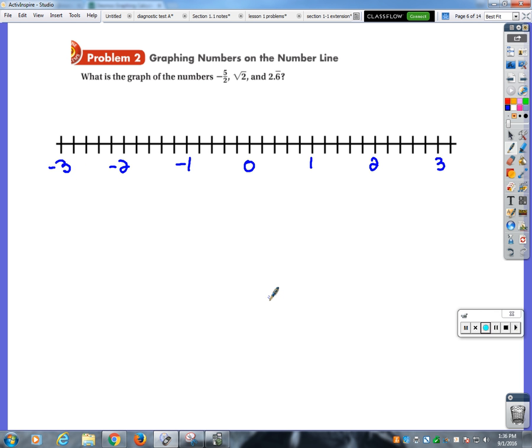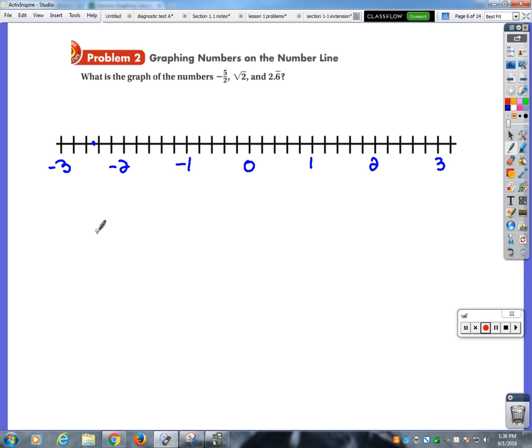Okay. Is there anyone who would like to come up to the board and show me where -5 halves would be? Okay, how about this? I'm going to start at 0. Which way should I go? Left. Okay, tell me when to stop. Keep going. Right here. Okay, so -5 halves is -2.5, right in the middle.